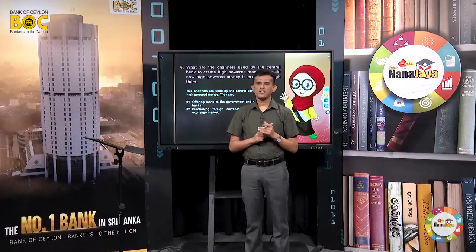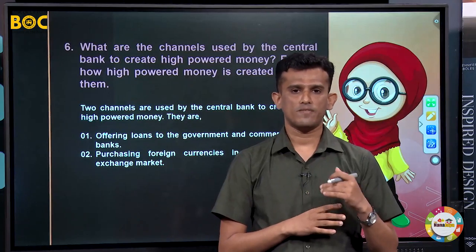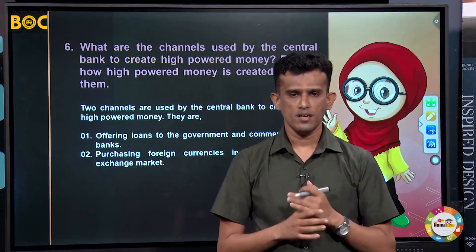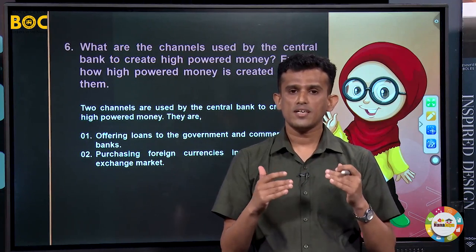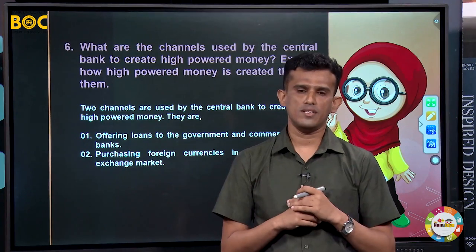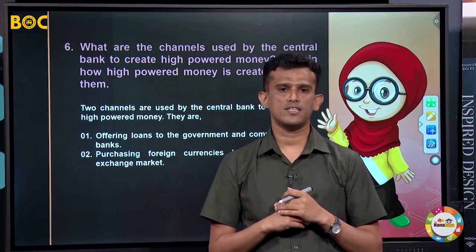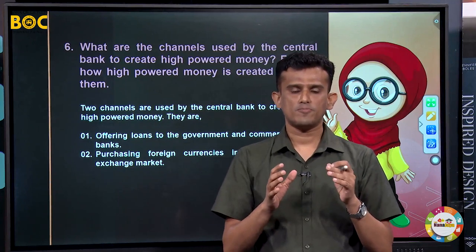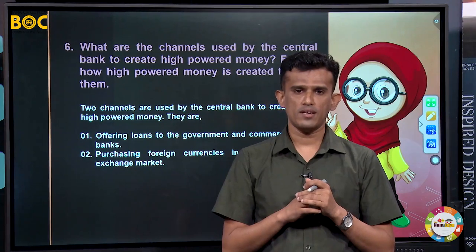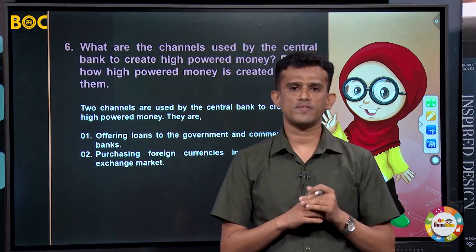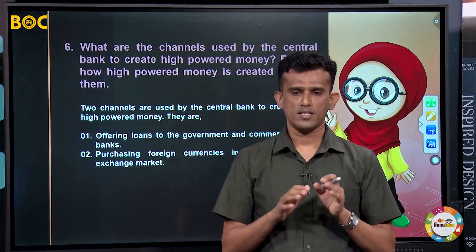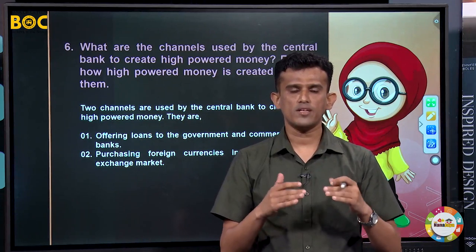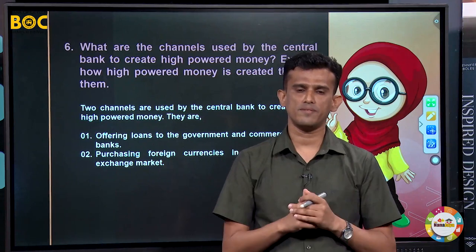So one channel used to release high-powered money is offering loans to the government and to the commercial banks. The other channel of releasing high-powered money to the economy is purchasing foreign currencies in the foreign exchange market. The central bank is the institution responsible for operating the foreign exchange rate policy of the country.